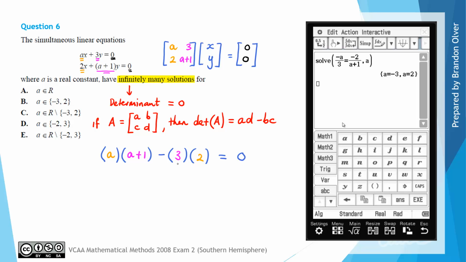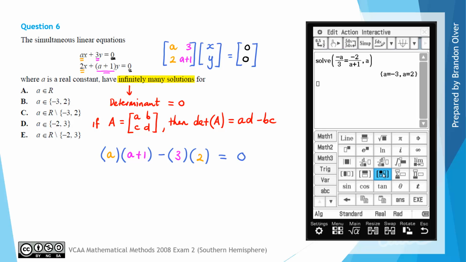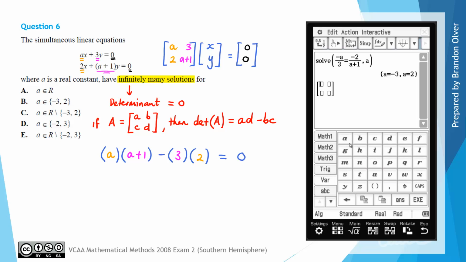So now we have an equation that needs to be solved. I'm going to flick back over to the calculator to see how the calculator could be used to approach this question using the determinant approach as well. So for this second method, on the calculator, we want to type in that square matrix. So I'm going to go to Math 2, where I can find this button to put a square matrix in. And we're going to put in the first position A, and then we had 3, and then in the bottom left it was 2, and then the bottom right had A plus 1.